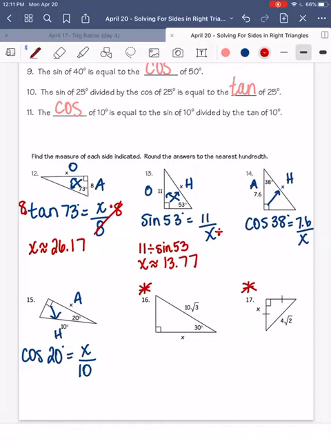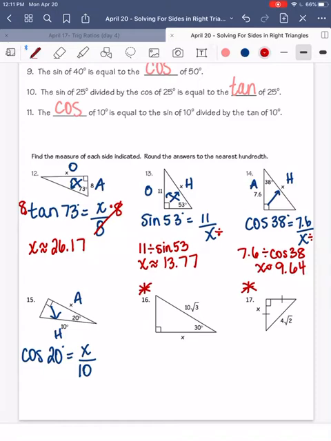Number 14 is also a division problem because x is in the denominator. I remember that because of the d's: denominator, divide. So we should do 7.6 divided by cosine 38, and then x is approximately 9.64.